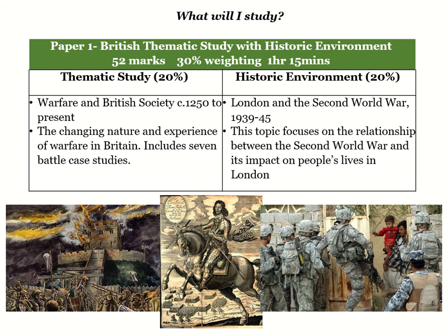Paper 1 is a British thematic study which incorporates a study of warfare through time, so what war was like from the medieval period all the way to present, looking at case studies from the Battle of Falkirk in 1298 all the way through to the Battle of Naseby during the English Civil War, and then through to modern day and the Iraq War in 2003. We look at how weapons changed, how recruitment changed, and how the experience of warfare changed in general.